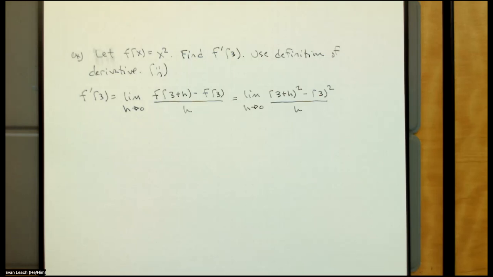And also, algebraically, there's an h in the denominator. I can't let h be 0. Then we're dividing by 0. We've got 0 over 0. It's indeterminate.